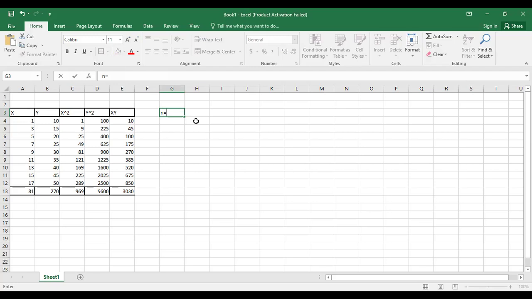I think n is the total terms of x and y. So n is just 1, 2, 3, 4, 5, 6, 7, 8, 9. Yeah, you got it correct. So 9 is just the total terms, all the terms for x and y, which is 9. For x, you've got 9 variables. For y, you've got 9 variables.